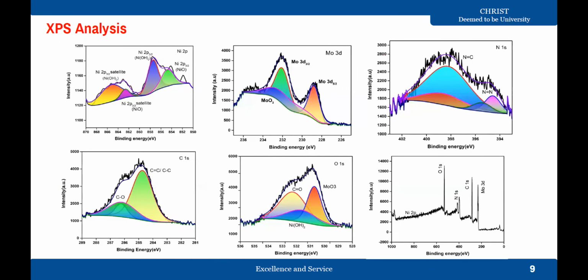Next slide, please. So the XPS analysis shows that nickel is present in 2p form, molybdenum is present in 3D form, and nitrogen, carbon, and oxygen are present in 1s form. So that gives details about the various chemical constituents present in the composite.